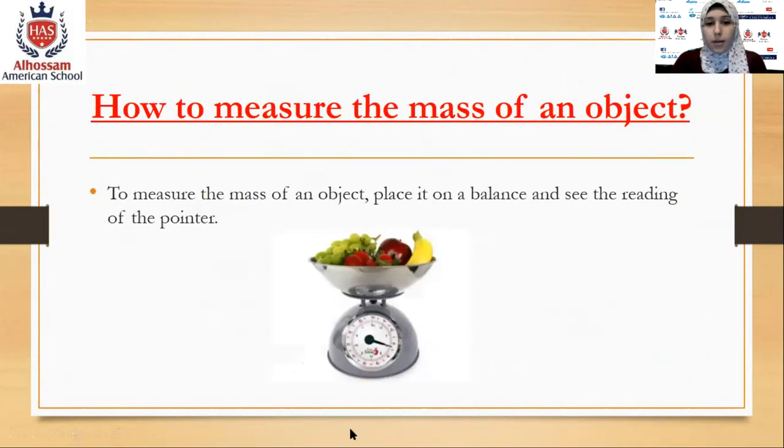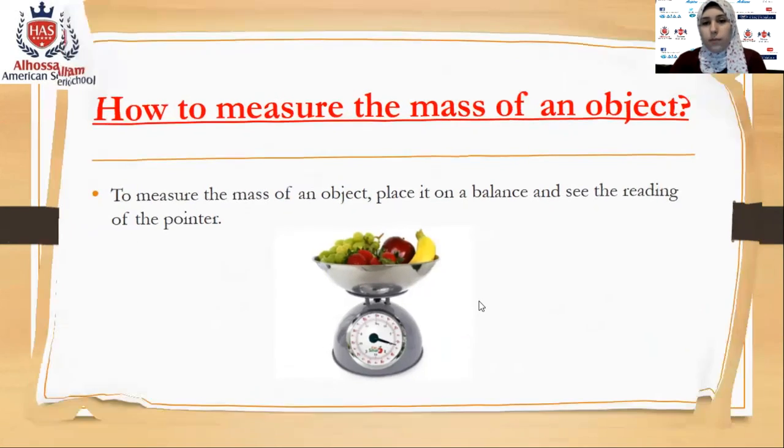This is how a balance looks. To help you know the mass of an object, we put the object, just like here the fruits, on the balance and read where the arrow stopped. So here is the mass of these fruits.